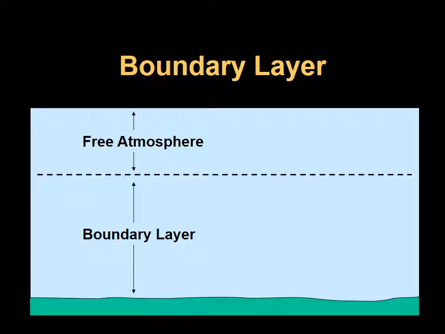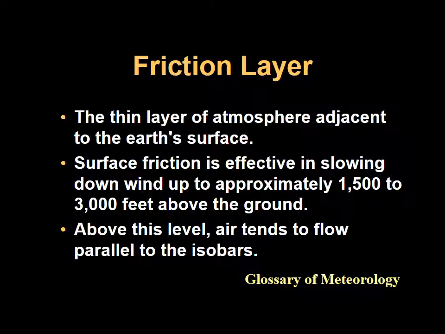So if we had to break up the atmosphere, you'd break it up into the layer that's closest to the ground. We call that the boundary layer. And then the layer above that is your free atmosphere. Now the boundary layer can be broken up into other layers also, and one of those other layers is called the friction layer. And this layer is a thin layer of the atmosphere right adjacent to the Earth's surface. And it results in the wind slowing down to about anywhere from 1,500 to 3,000 feet above the ground. And above that, you have the free atmosphere, and the wind is blowing parallel to the isobars.